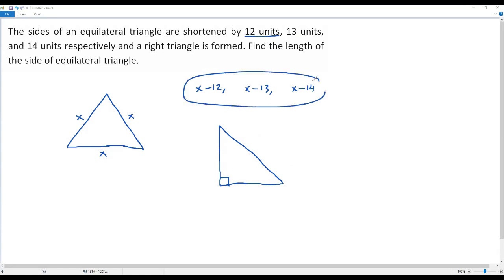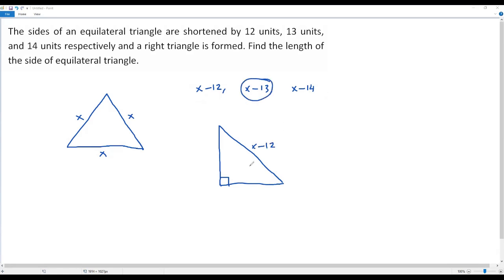Now, in these three lengths, we have to identify the hypotenuse. Which one can be the hypotenuse? We know that in any right triangle, the hypotenuse is the longest side. So, the greatest of these three values will be the length of the hypotenuse. How do we find the greatest of these three values? In the first one, we have decreased 12 from x. The second one, we have decreased 13 from x. And in the third one, we have decreased 14 from x. In all the three cases, we have decreased different values from the same value x. Now we have to consider the one where we have decreased the smallest value from x. So this will be the greatest among these values. So this x minus 12 must be the length of the hypotenuse.